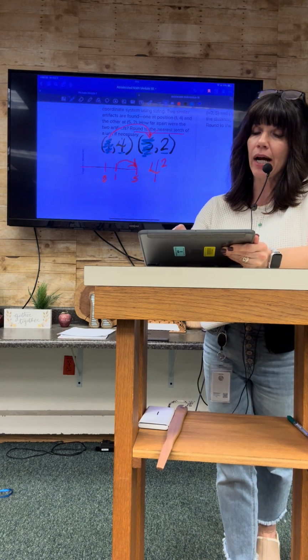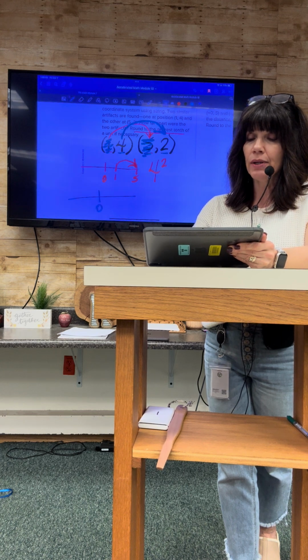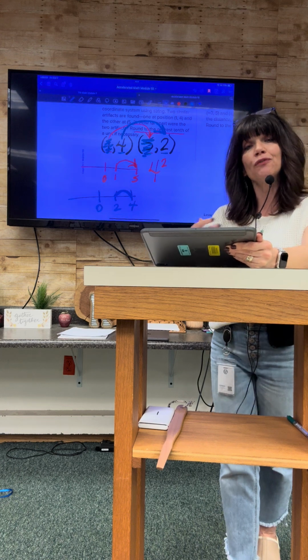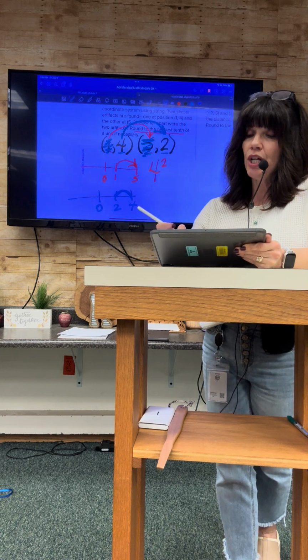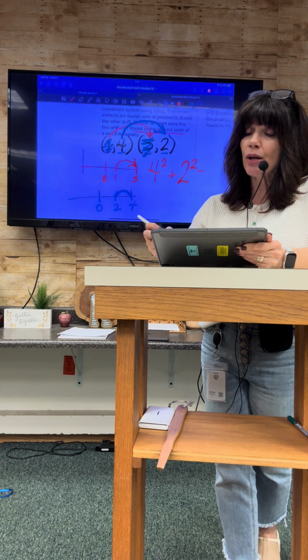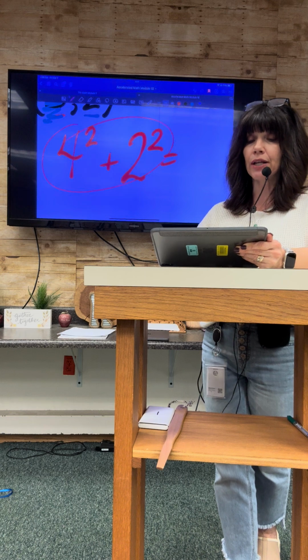Now I'm drawing a number line real quick with a 4 and a 2. Here's my 0, here's my 4, here's my 2. How many steps between the 4 and the 2? 2. So 4 squared plus what? 2 squared. In a moment, when I turn you loose, you will enter this on your calculator screen.